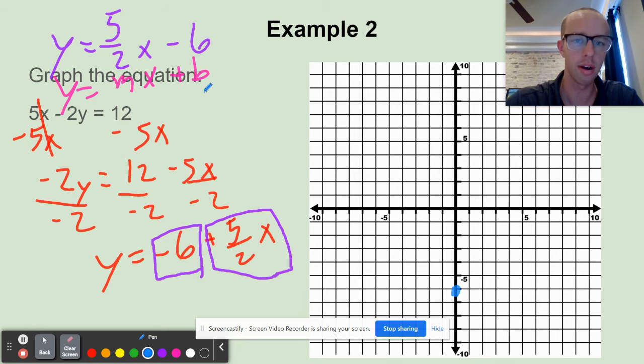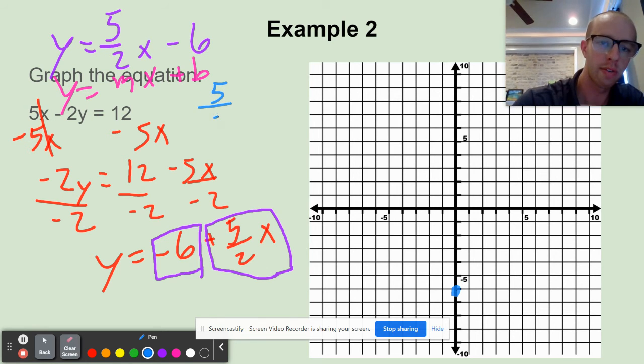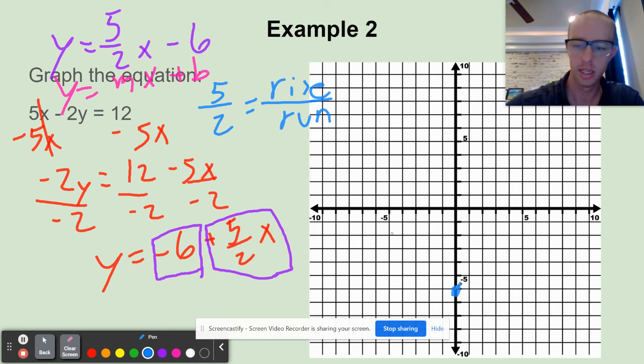And then the slope, which is rise over run. So it's 5 over 2. That's my rise over run. So I'm going to go up 5: 1, 2, 3, 4, 5, over 2. Put my second point there. Connect them. Now I have a line.